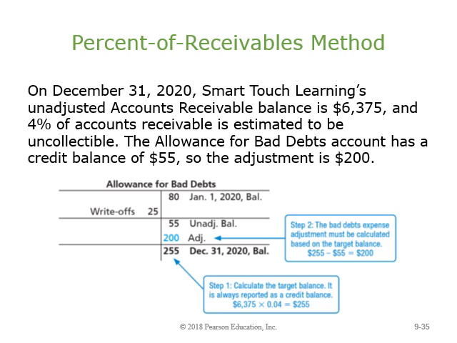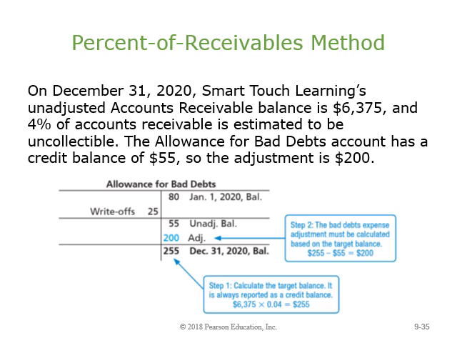This is an example of the percentage of receivables method. On December 31st, 2020, Smart Touch Learning's unadjusted accounts receivable balance was $6,375. They determined that 4% of accounts receivable is estimated to be uncollectible. The allowance for bad debt account has a credit balance of $55, so the adjustment is $200. When we look at our accounts receivable balance, we multiply it by our 4%. $6,375 times 0.04 is $255.